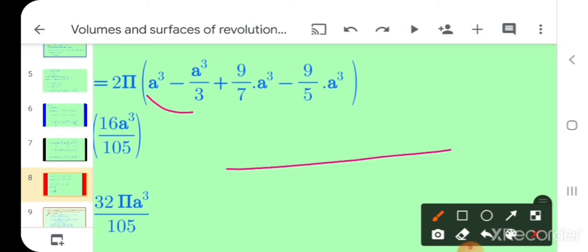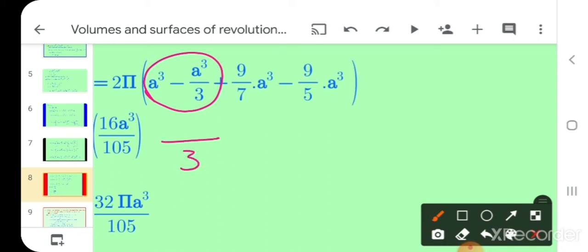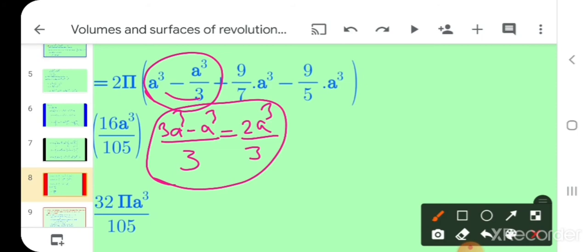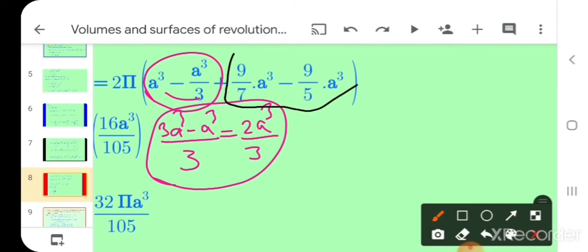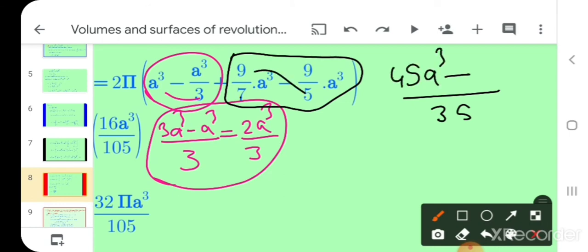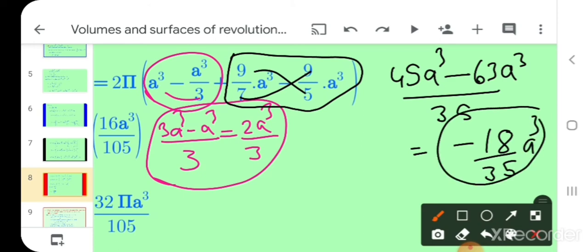If you feel difficult, first we add these two, next we add these two. Okay, see, first I am going to add these two terms. What is the LCM here? 3 into a, 3a cube minus a cube. That means what we get here? 2a cube by 3. This is the first part. Next, what is the second part? 9 by 7 minus 9 by 5. Okay, what is the LCM? 35. 5 9 ja 45 a cube minus 7 9 ja 63 a cube. 45 minus 63 means minus 18 by 35 a cube. This is the second part.